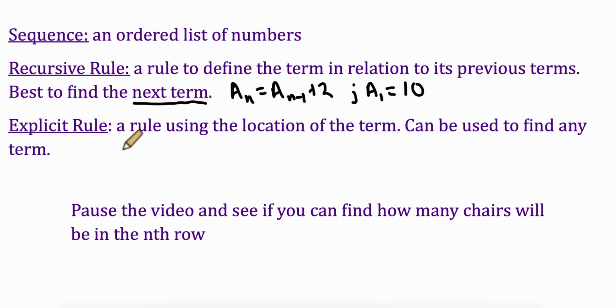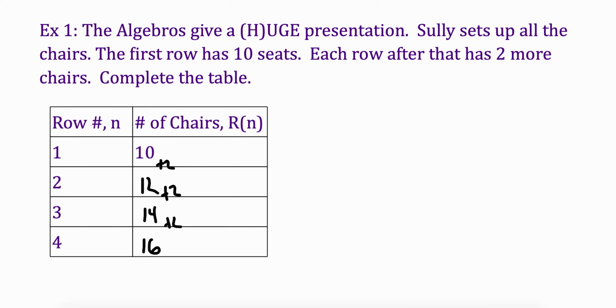The next one is called an explicit rule, and that is a rule that is using the location of the term. So maybe I want to know how to get from the fourth term directly. I don't want to know how to go from the third to the fourth. I want to go directly to the fourth term, and it can be used to identify any term. So in other words, we're going to find the nth term. So let's go back here and look and see how we can find the nth term.